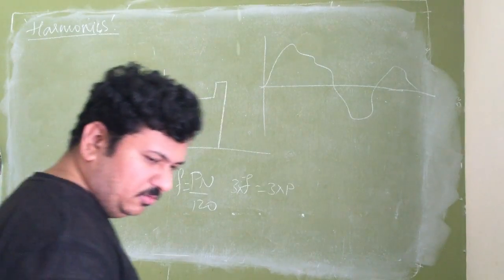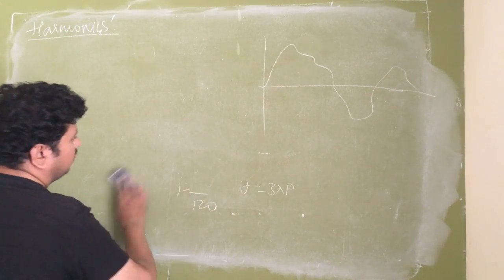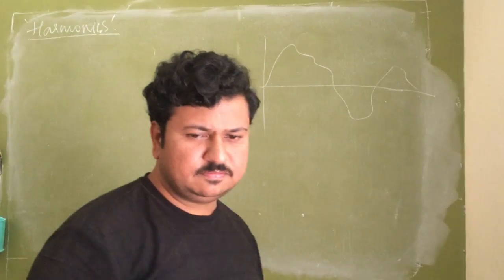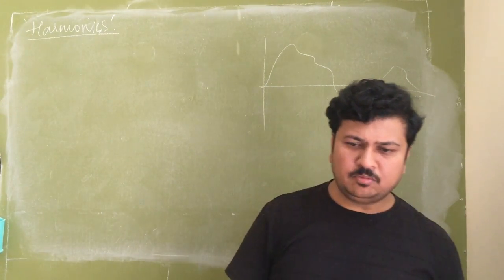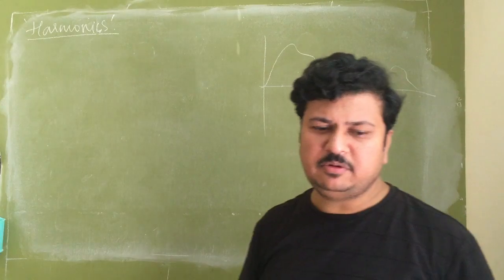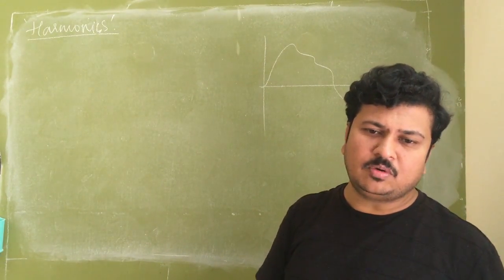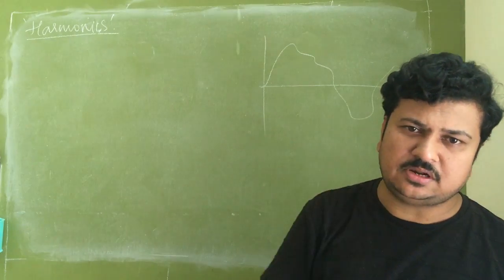Now what happens when these kinds of harmonics are induced? The reasons why harmonics are induced may be many, there may be various reasons. I am not worried about what the reasons are here. I just want to know what happens if harmonics are there.